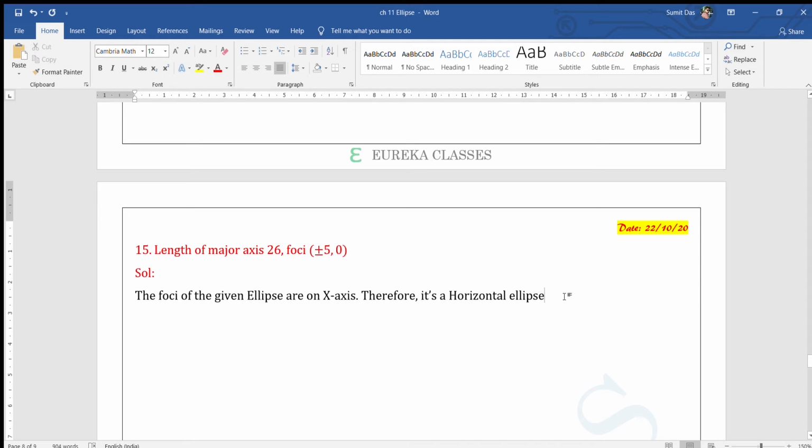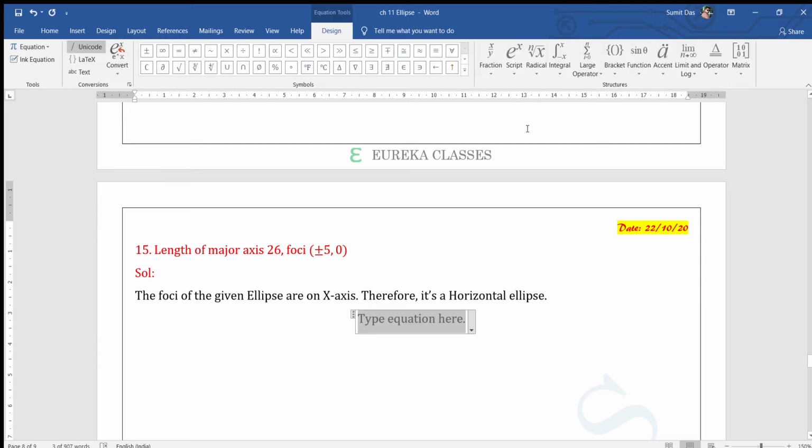So for a horizontal ellipse, what is the foci formula? The foci formula of an ellipse is plus minus c comma 0. Therefore, we have to write like this: plus minus c comma 0 is equivalent to plus minus 5 comma 0.